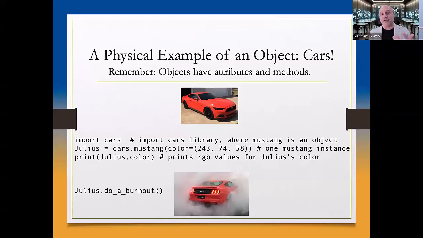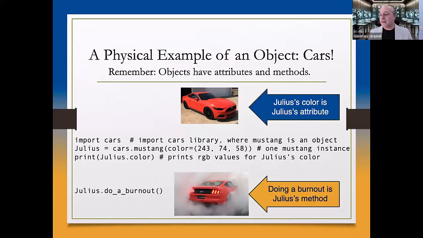So this is an example of a method. We have an object we've created called Julius, and that object can do a lot of things. One of the things it can do is a burnout. So if we say dot do a burnout, it does a burnout. So doing a burnout is one of Julius's methods.